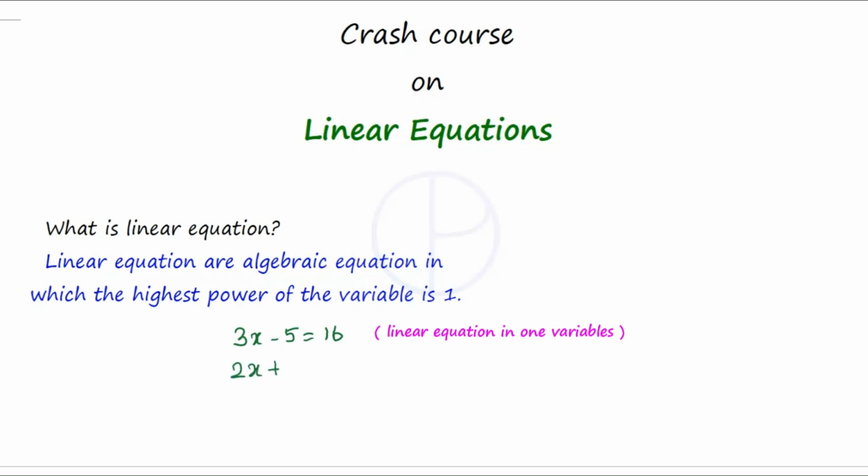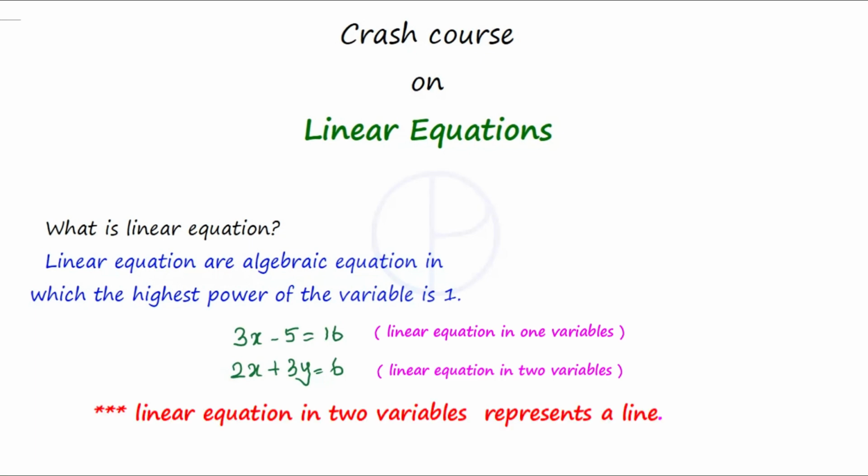2x plus 3y is equal to 6. Here the power of the variables x and y is 1. Linear equations represent straight lines when graphed on a coordinate plane.